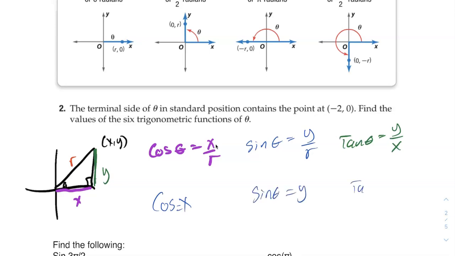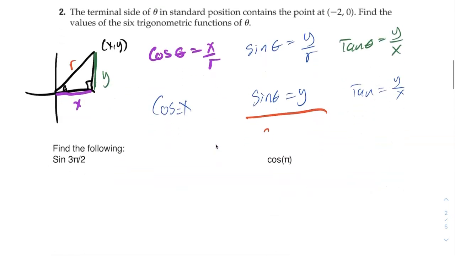And tan is sine over cosine, or y over x. Now, how to remember this? I remember sine is y. Sine's the y value. And what does that make cosine? The x value. There's only two values, sine and cosine.